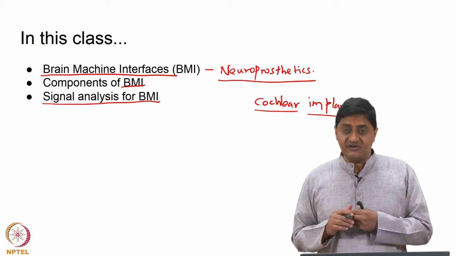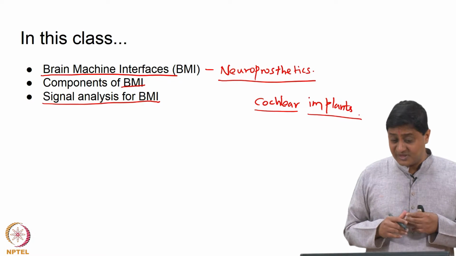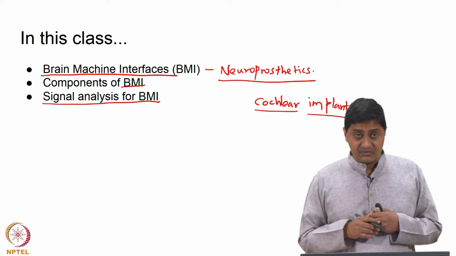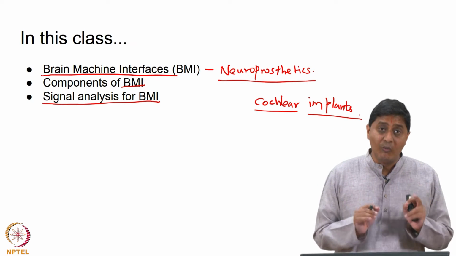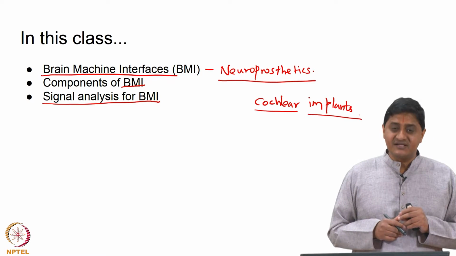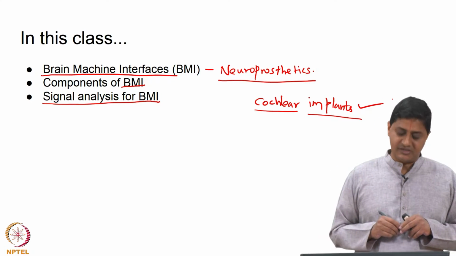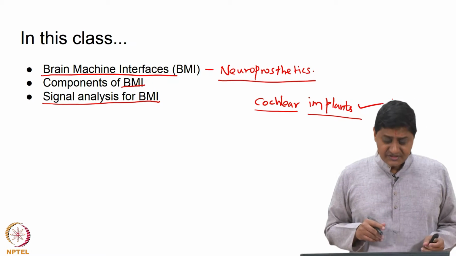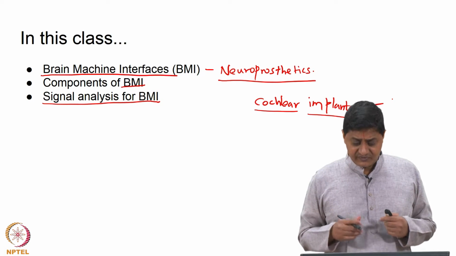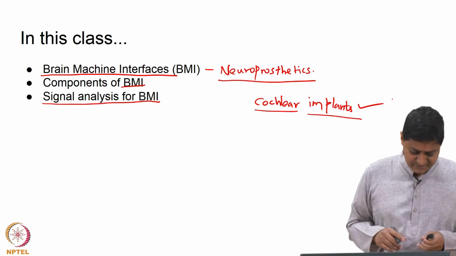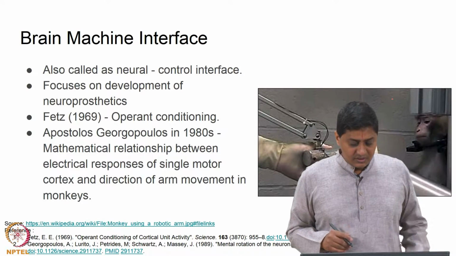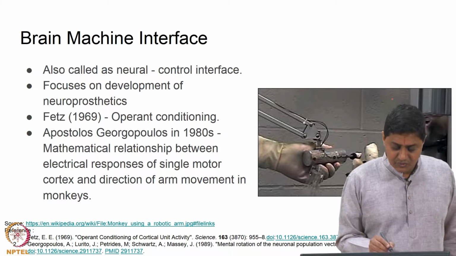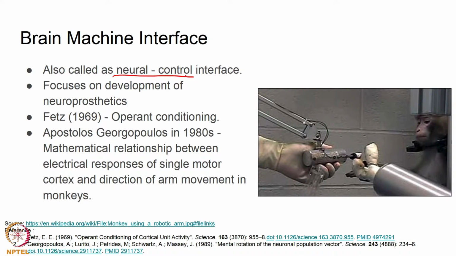So, at least in my view, if we are to be successful in improving brain machine interfaces for movement, then we must learn the lessons from cochlear implants. But we are interested in this course on movements and improvement of movements, so we will continue our discussion on how this can be achieved using brain machine interfaces. What is the goal? These are also called neural control interfaces. The goal is to develop prosthetic devices.